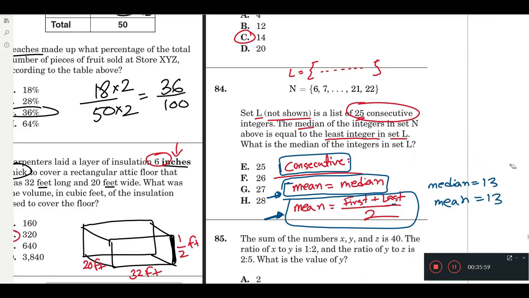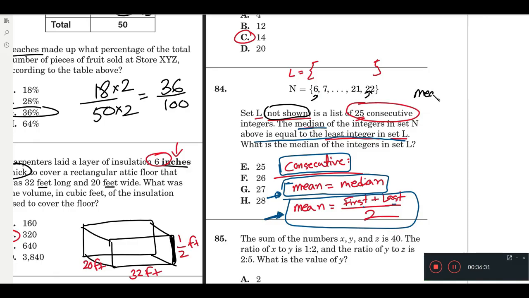I'm going to erase the example. Now let's take a look at it. What's the benefit of knowing this shortcut? They said the median of the integers in set n above is equal to the least integer in set L. The least integer in set L is the first one, right? And set L is not shown. So I want to know set L. And the first one of set L is the median of set n. I don't know the median of set n, but can I find the mean by adding the first one and last one divided by 2?